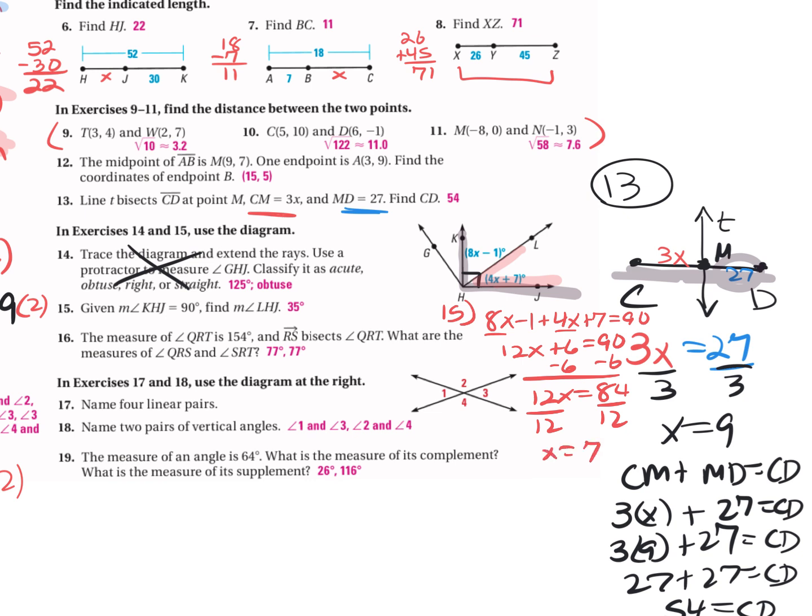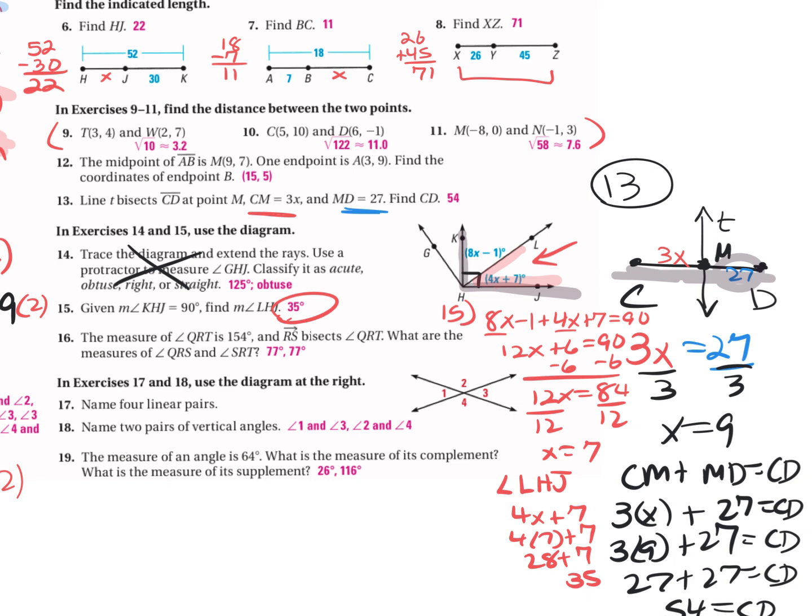I get x equals 7, but now I have to take what x equals and plug it in here. So angle LHJ was equal to 4x plus 7. So 4 times 7 plus 7, 28 plus 7, and the answer is 35 degrees.